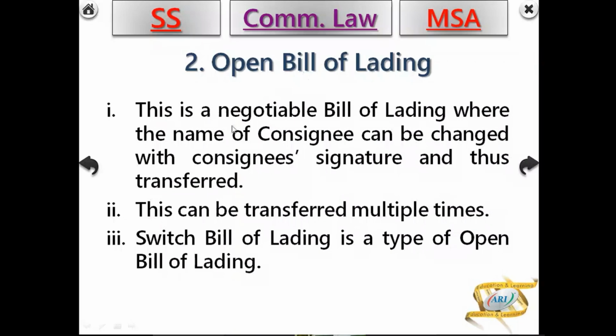Open bill of lading. This is a negotiable bill of lading where the name of the consignee can be changed with the consignee's signature and thus transferred, which we call endorsing it. On the reverse, he writes, "I am transferring the title for receiving these goods to Messrs. So and so," whose identity is given. So at the discharge port, he comes with the identity.